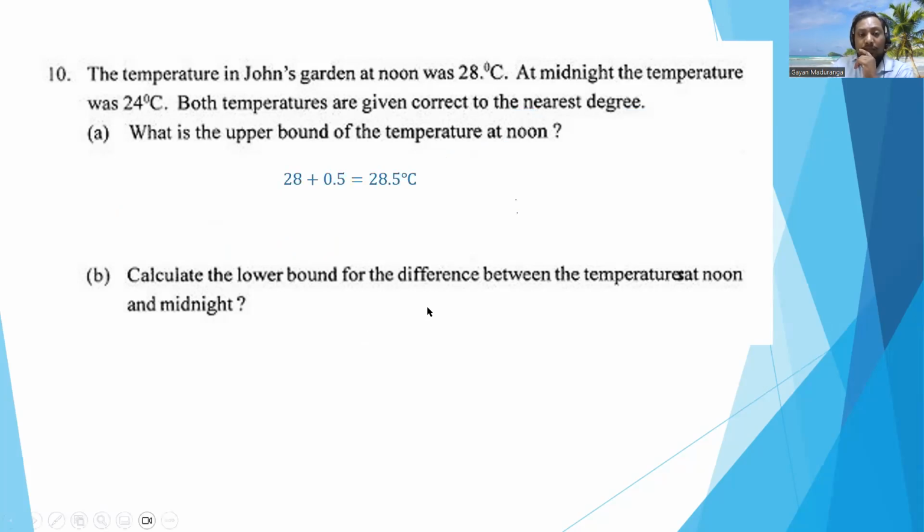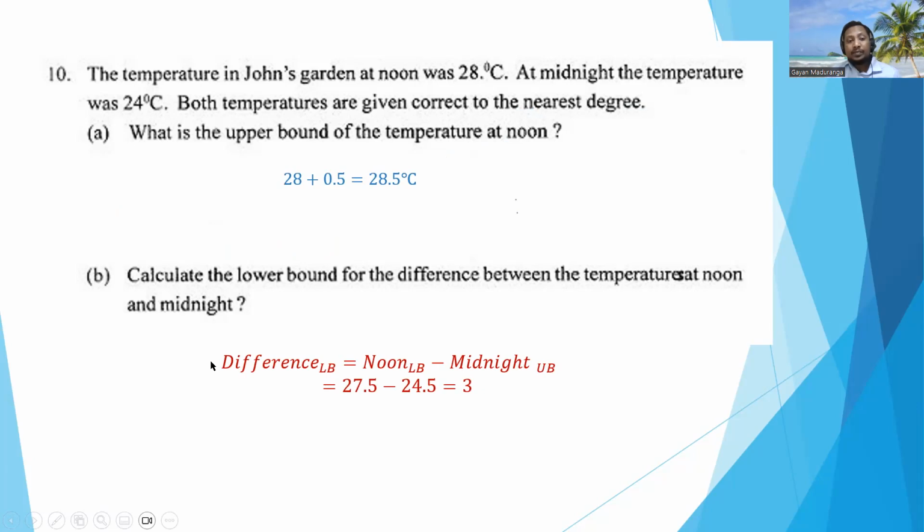Calculate the lower bound of the difference between the temperatures at noon and midnight. So now let's go to the difference. How do we get the difference? Noon temperature minus the midnight temperature. For the lower bound, we want to minimize the difference. To minimize the difference, you should take the lower bound of noon and the upper bound of midnight. Get the two temperatures and subtract. So the answer is 3.